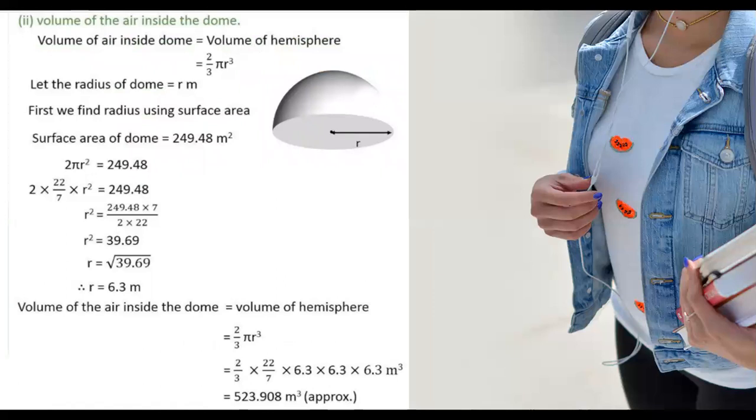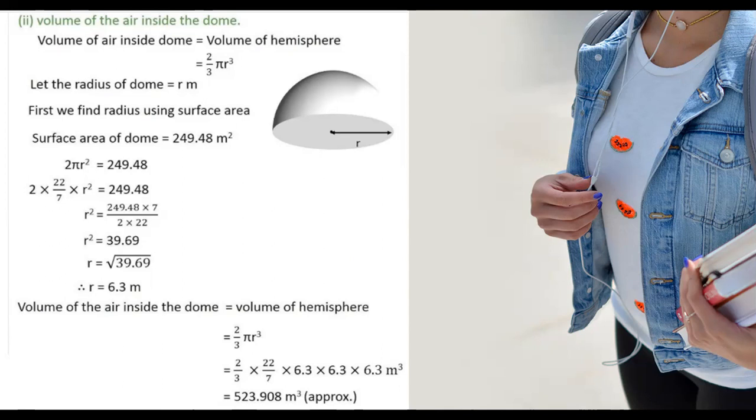Since the area whitewashed is the curved surface area of the hemisphere, we got the inner surface area of the dome as 249.48 meters square in the previous slide. Now, volume of air inside the dome is equal to volume of hemisphere. That means volume of the air inside the dome will be equal to 2 by 3 pi r cube. So here let the radius be r meters. Here we are taking r in meters since the surface area is in meter square.